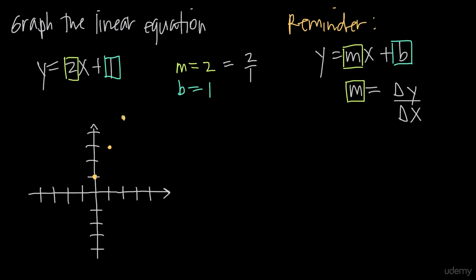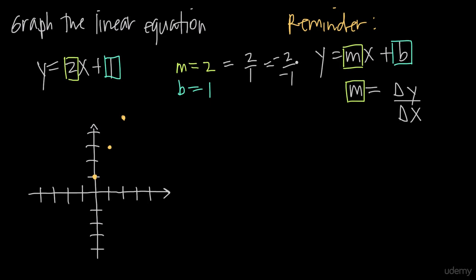Keep in mind that positive 2 over positive 1 is also the same thing as negative 2 over negative 1, right? Because both of these reduce to 2. 2 divided by 1 is 2. Negative 2 over negative 1, the negative signs cancel and you still get 2.